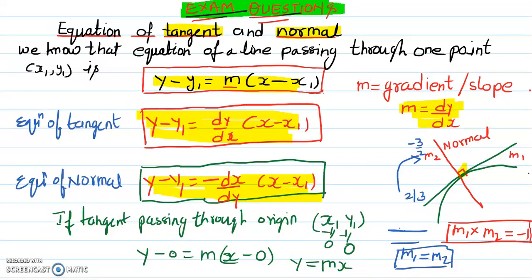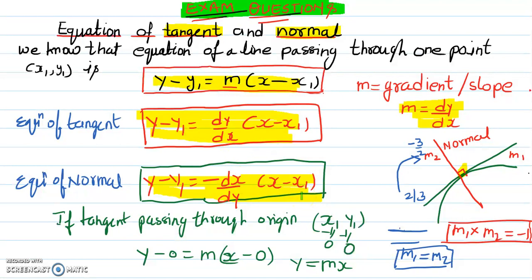Hi guys, today we are going to see a few exam questions based on tangent and normal. In my previous video, I explained the equation of tangent, which is y minus y1 equals dy by dx times x minus x1. And the equation of normal is y minus y1 equals minus dx over dy, so this is the negative reciprocal, times x minus x1.